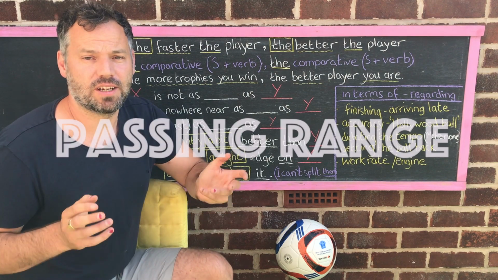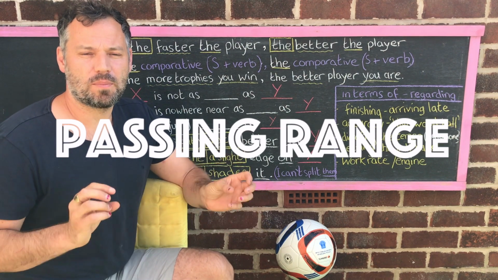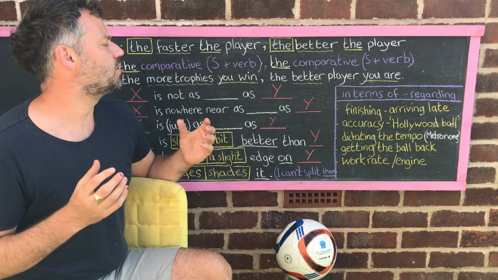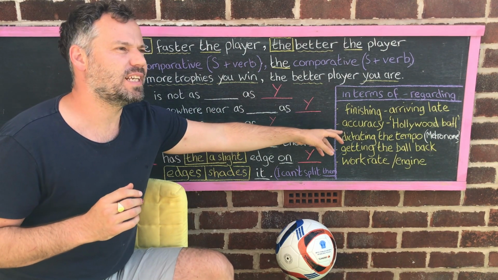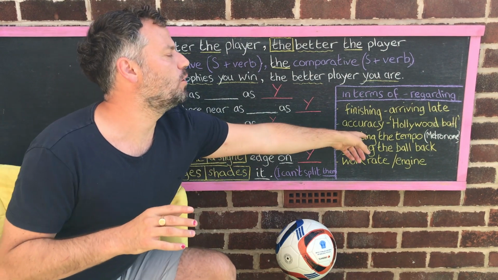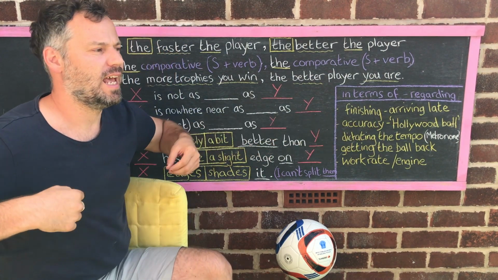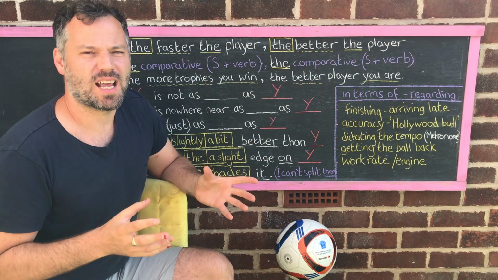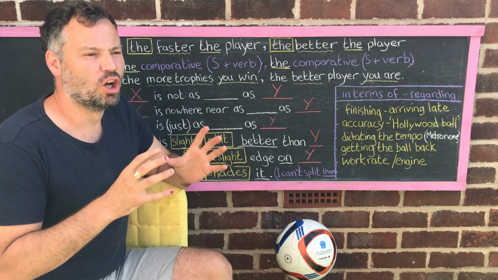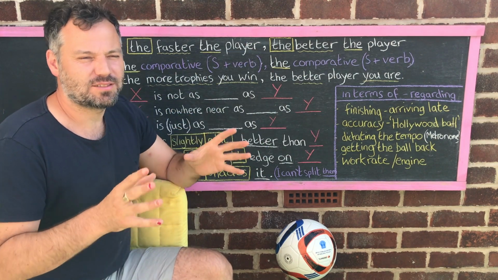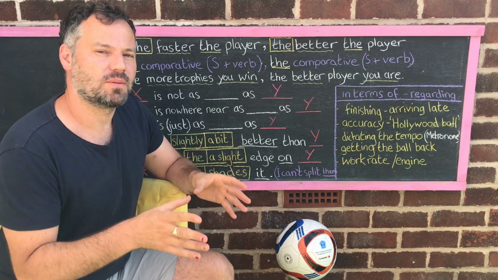The next category is passing range. So passing is important for midfielders, and I'm talking about in terms of accuracy, but also in terms of range. So not just a Hollywood ball. A Hollywood ball is like a 60-meter ball that maybe does not find its target, but it looked good because it was a long kick. And Steven Gerrard is accused of this sometimes.